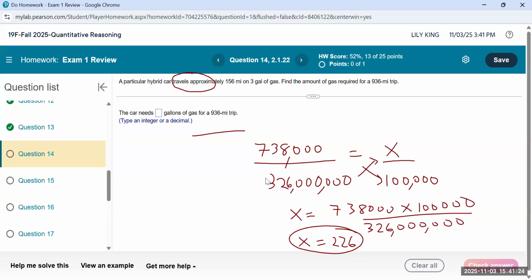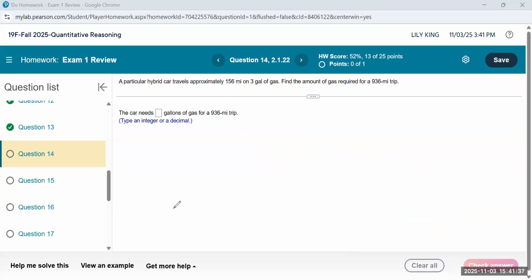All right, so question 14. This is also a proportion problem. So we have to be consistent. You keep the same things on the same side. So for 156 miles, you have 3 gallons of gas. So for 936 miles, how much gas would that be?